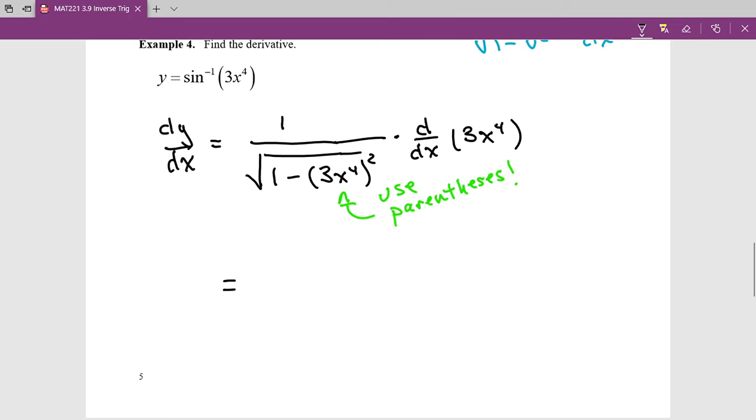Okay, and that derivative is what? That's 12x cubed. And let's just write our derivative as one big fraction now. So 12x cubed over our square root here. And let's do the squaring there. 3 squared is 9. X to the 4th, x to the 8th.